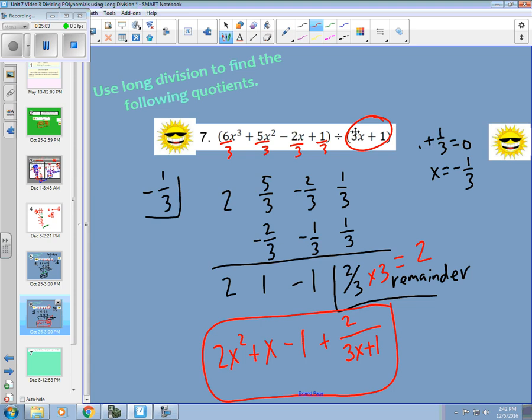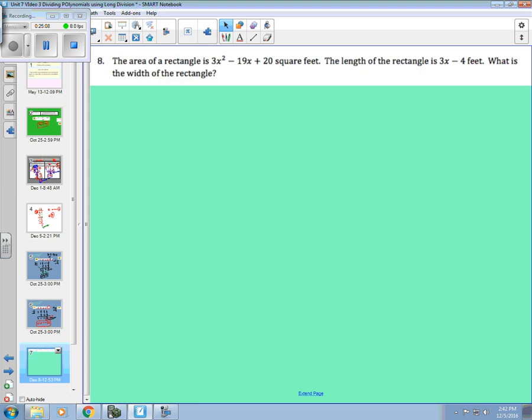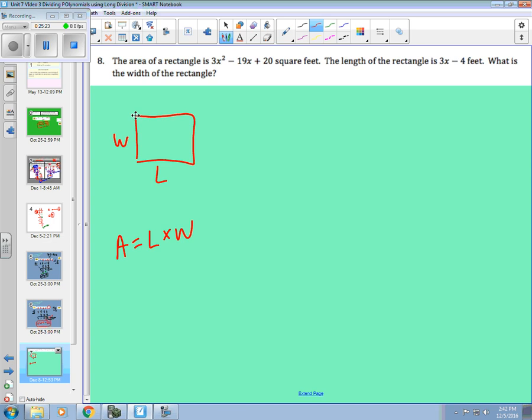So that's how you deal with remainders if you end up getting them. All right, last one here, number 8, says the area of a rectangle is shown. The length is this. What is the width? Well, think back to rectangles. You guys know a bunch about rectangles. If you've got a length and width, the area is length times width. So if they want us to find the width using the area and the length, we'd want to divide by the length. The width would be the area divided by the length.